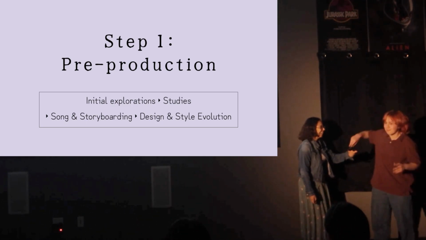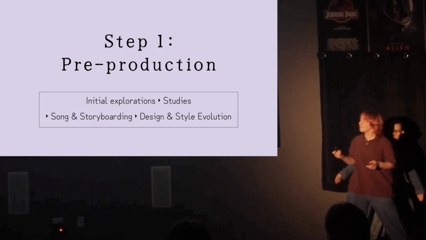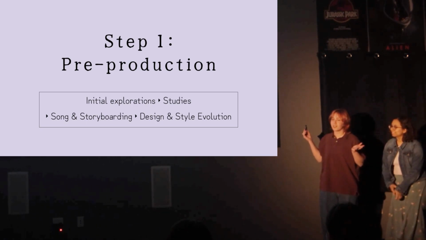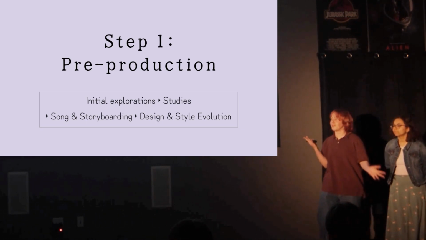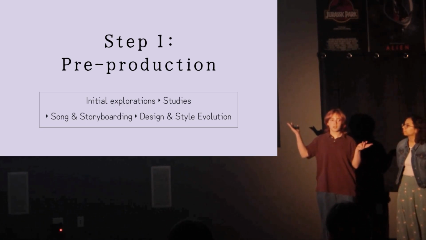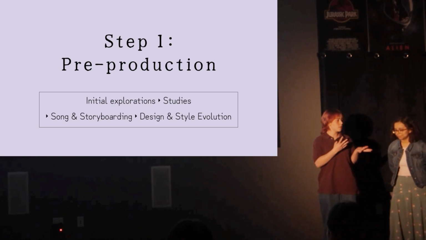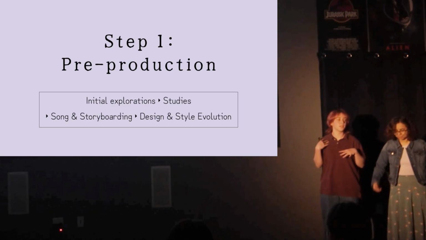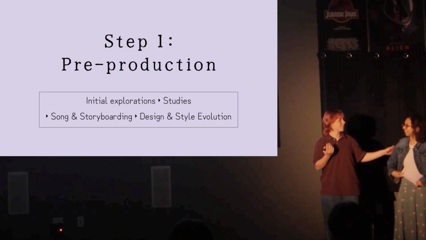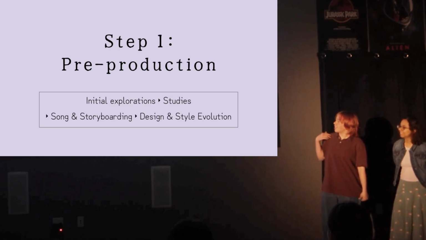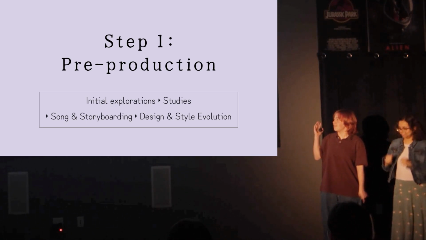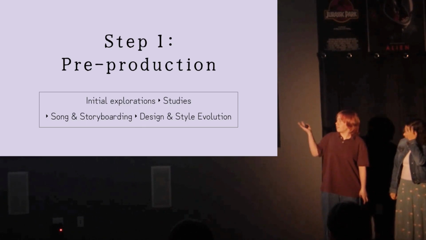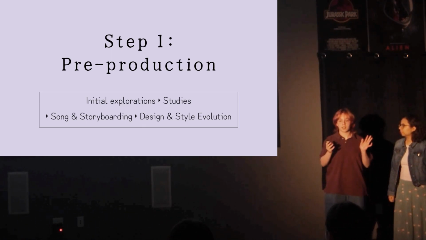Step one. The first thing we had to do was pre-production. For this, we did a lot of initial explorations, brainstorming, figuring out what we wanted to do. We also did a lot of studies of other cartoon intros from shows we like or stuff that Sophia found. And then we had to find a song, which was painful, and storyboarding, and then we revisited our designs and found a style for these.